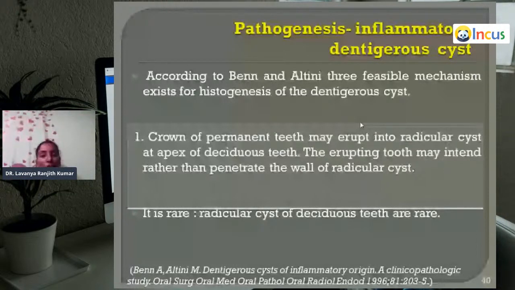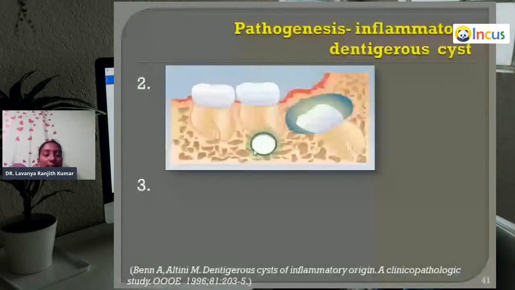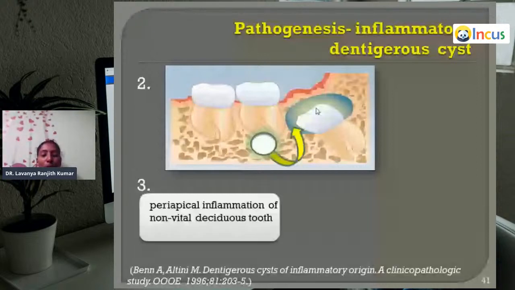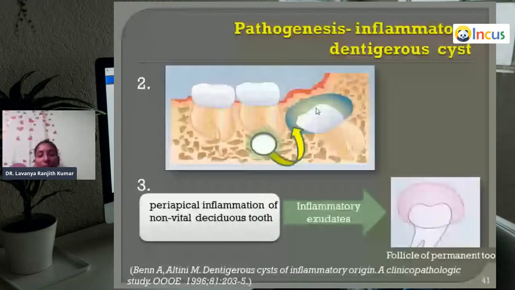And the second one is periapical infection of an adjacent tooth, where the erupting tooth passes through the area of the adjacent root. Because of that adjacent tooth infection, it also results in inflammation. Third is periapical inflammation of a non-vital deciduous tooth, which will result in inflammatory exudate. Then the follicle of the permanent tooth will develop these changes, which result in an inflammatory condition in the dentigerous cyst.